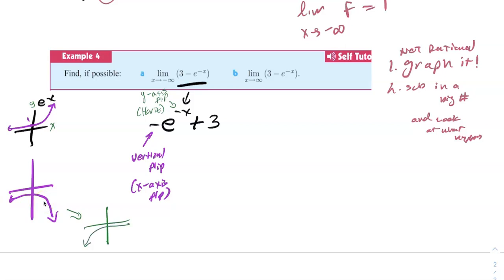There we go. Took me a second to get it in my head. So we're going to flip it upside down, then flip it left and right. Our graph looks like that, and then all we have to do now is move it up 3. So our final graph is going to be that thing with the horizontal asymptote at 3. That's what that line's about. And then our graph's going up like this.